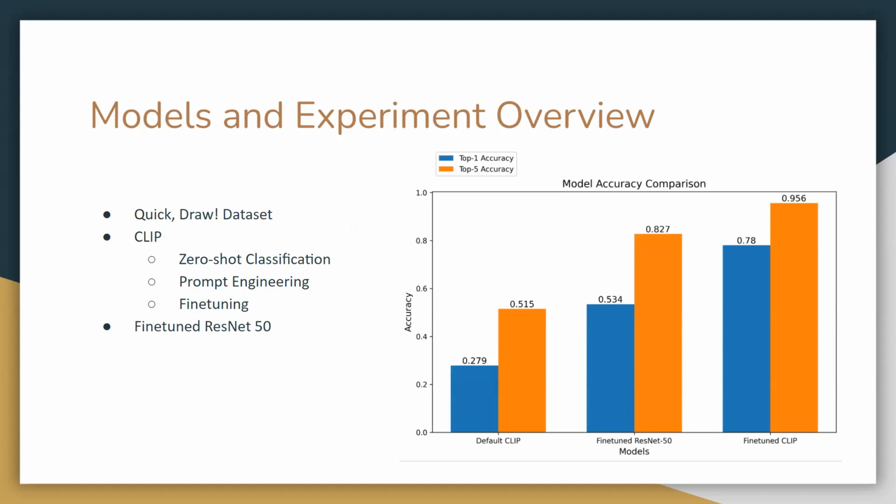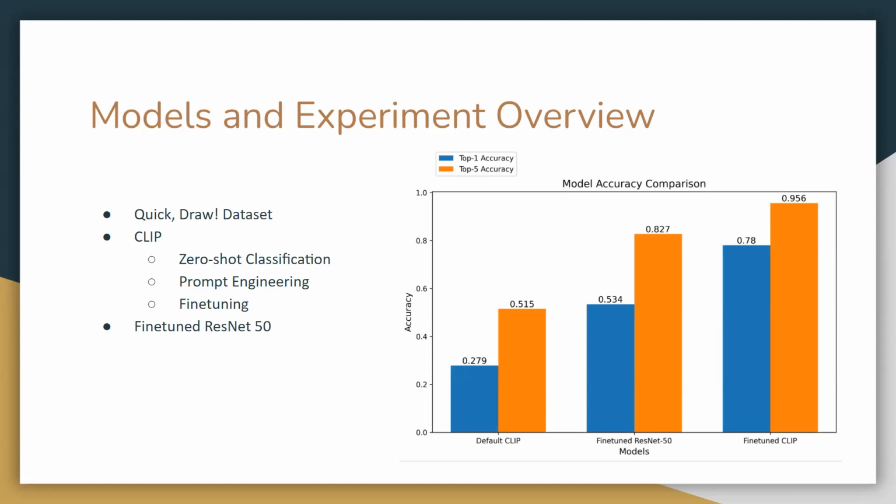In our experiments, we mainly use the Quick, Draw! dataset created by Google. The dataset mainly consists of doodle images drawn purely by humans. We selected 100 categories, and 200 images from each category: 100 for training and another 100 for testing.